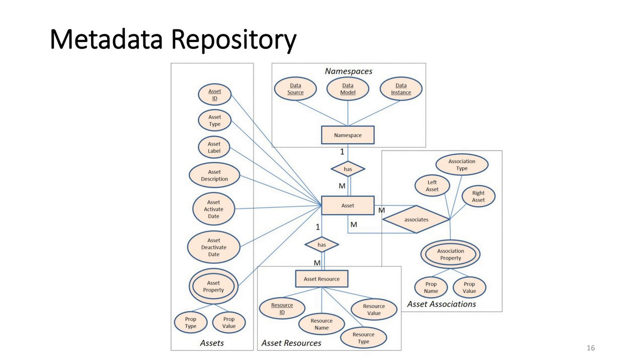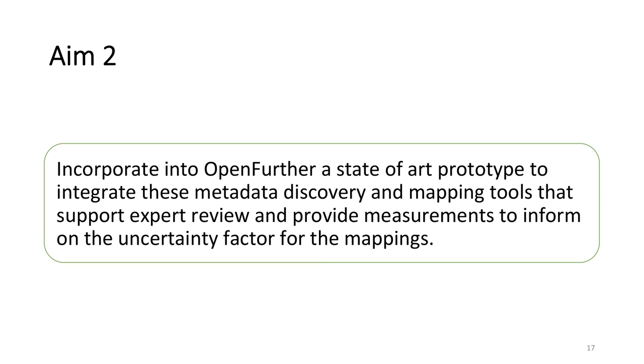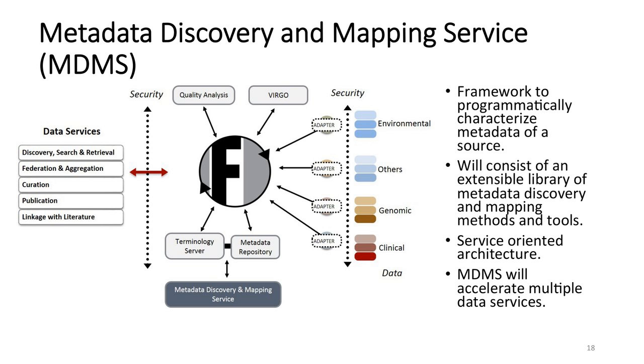Next slide. So aim 2 of our proposed project is to incorporate into OpenFurther a state-of-the-art prototype to integrate the metadata discovery and mapping tools from aim 1 that support expert views, review, and provide measurements to inform on the uncertainty factor for the mappings. Next slide. So this is a high-level overview of how the service would integrate with OpenFurther.